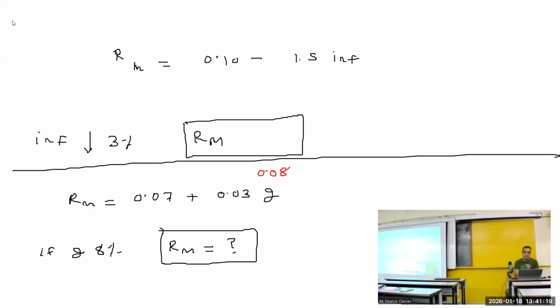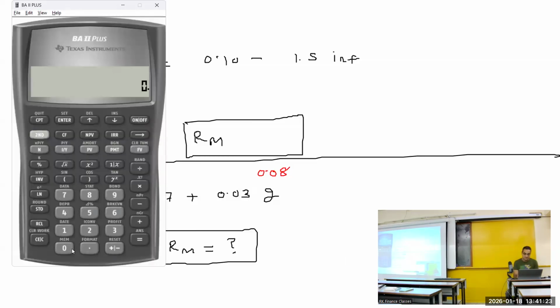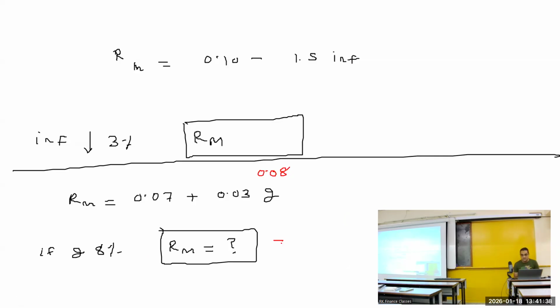Say 0.03 into 0.08. Let me do that. 0.03 into 0.08. And plus 0.07. You got 7.24. How much you got? 7.24. The returns of market is 7.24%.